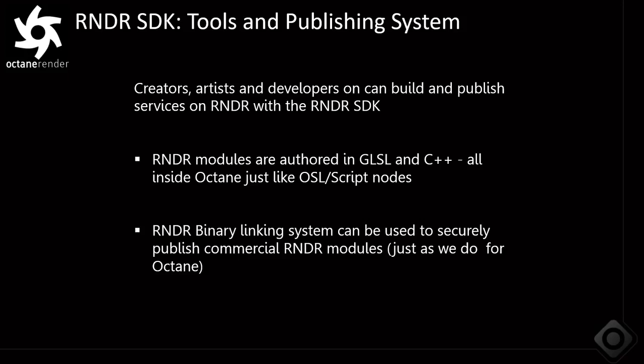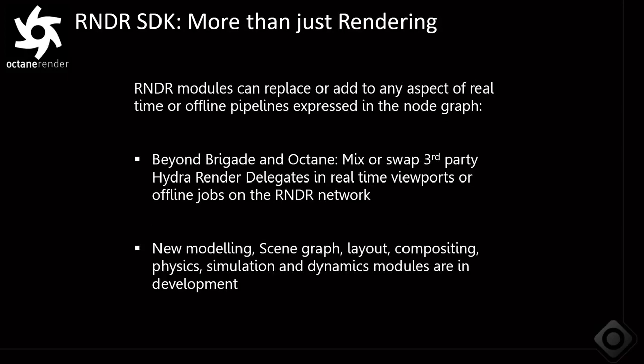And Octane is not the only beneficiary of that. Anything that you create with the Render SDK goes towards that. The front end is all GLSL for compute. GLSL compute is what we found to be super portable. You have C++ for CPU code, and we're actually adding inside of Octane the ability for you to just write C++ and GLSL code, just like we do now for Lua, for script nodes, and for OSL. And we have a binary linking system, so you don't have to ship C++ or GLSL code if you want to ship it as a compiled product like we do for Octane. That works through the Render SDK and the publishing system.